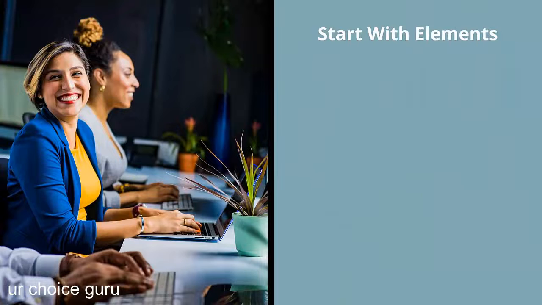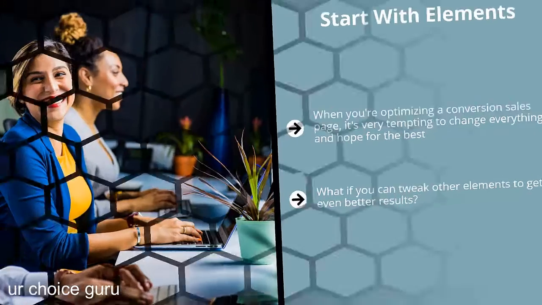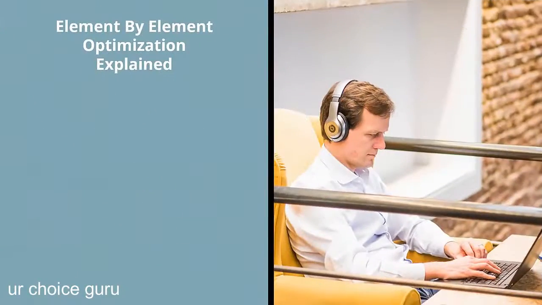Start with elements. When you're optimizing a conversion sales page, it's very tempting to change everything and hope for the best. I'm telling you, that strategy is no strategy at all, because even if you're successful, you don't know which change accounted for your success. What if you can tweak other elements to get even better results? Unfortunately, if you just changed everything, you're left in the dark as to which change actually accounted for the drastic improvement in your results. Element by element optimization explained.